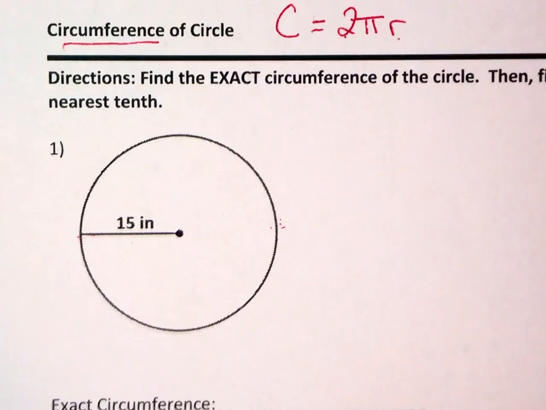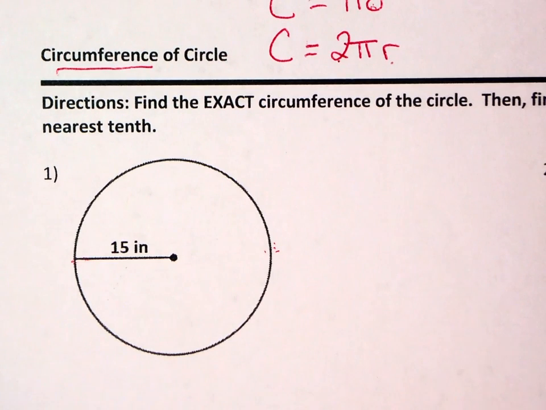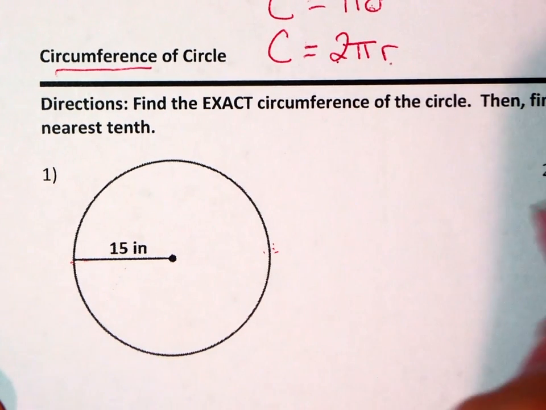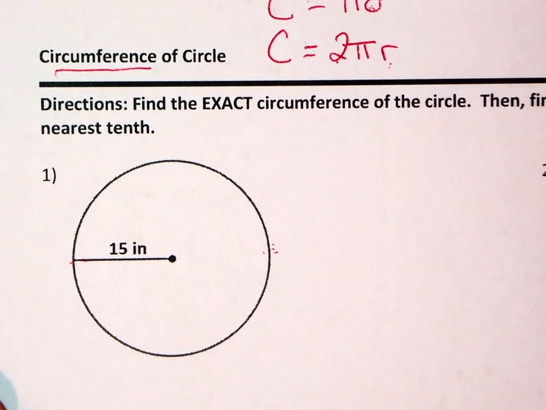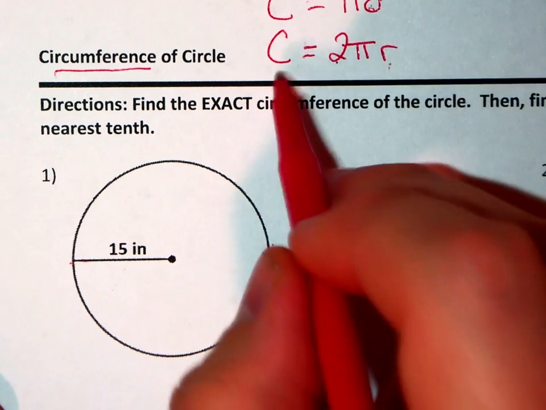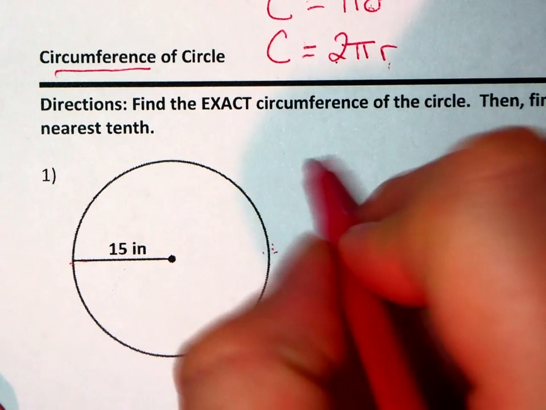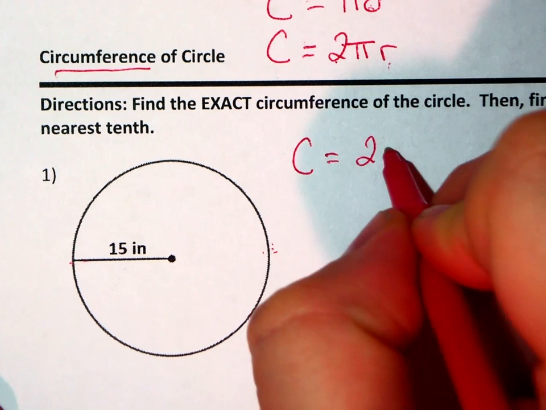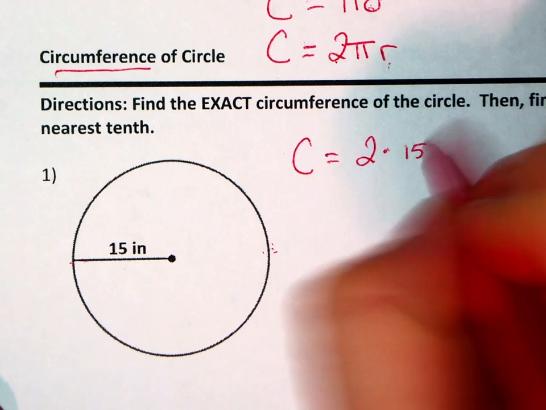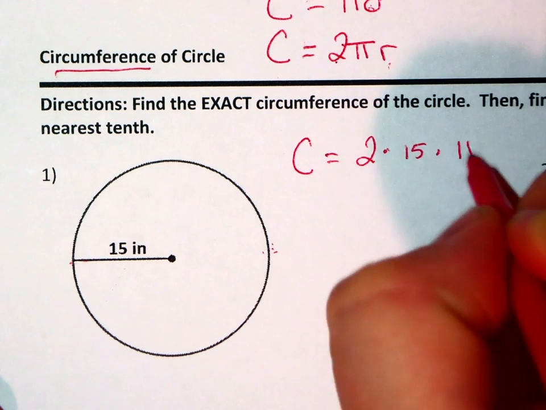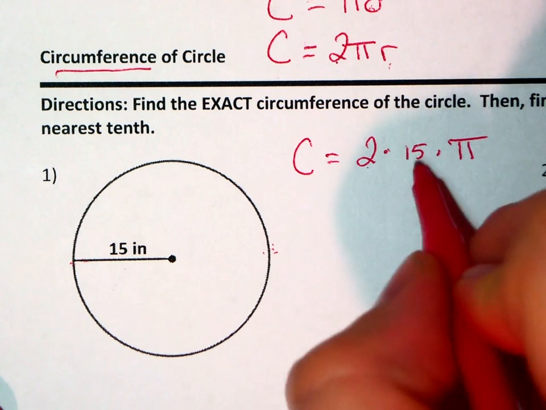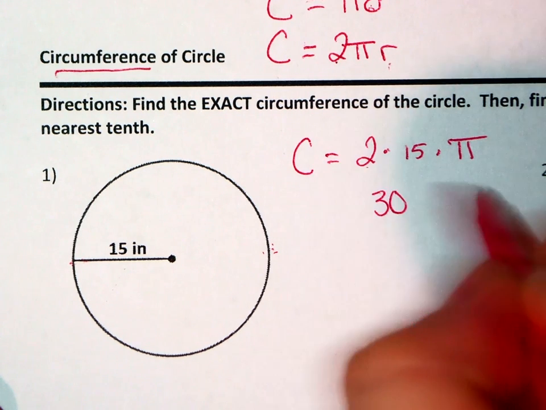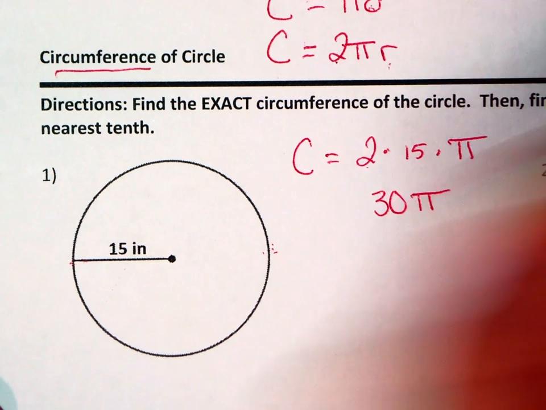So for example, problem number 1, we're given a radius, so it might make sense for me to go ahead and use the radius form of this circumference equation. C equals 2 times my radius of 15 times pi. 2 times 15 is 30 pi.